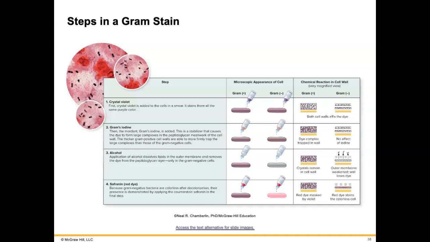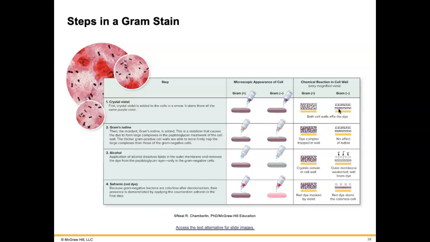So after we heat fix, then we take it over to stain it at the staining station, and the first thing that we would do is add crystal violet. So crystal violet is the primary stain, and we basically flood the slide with the crystal violet and let it sit for about a minute. And what that does, whether it's gram-positive or gram-negative, and you can see here the result of the stain, is it's going to stain every single cell this dark blue-purple color, okay? Regardless, it is not discriminating on the cells that it stains dark blue-purple, okay?